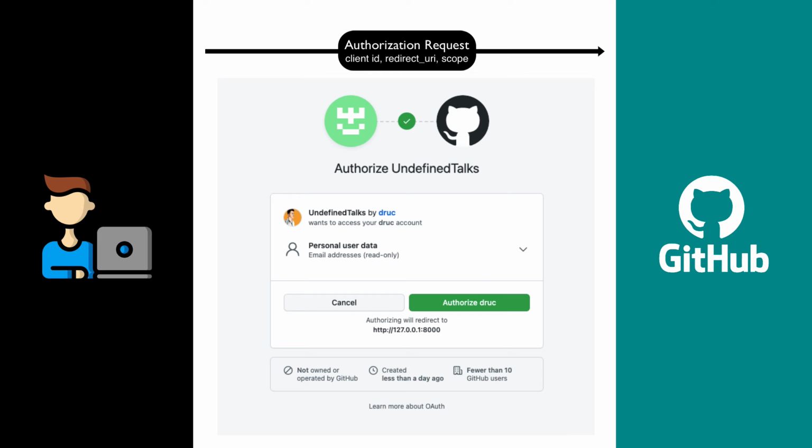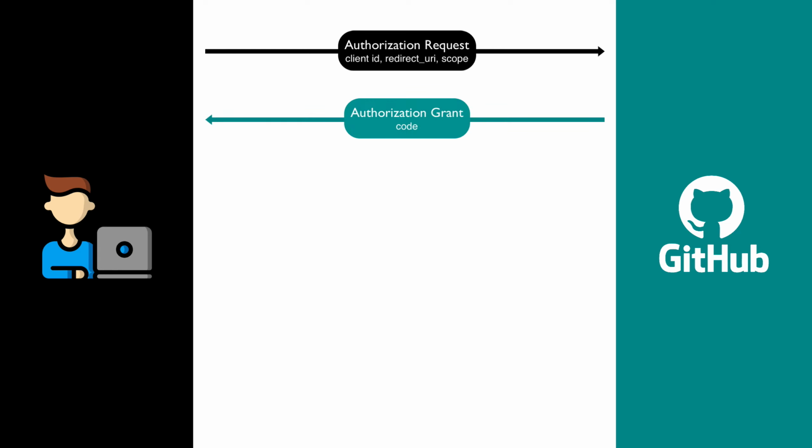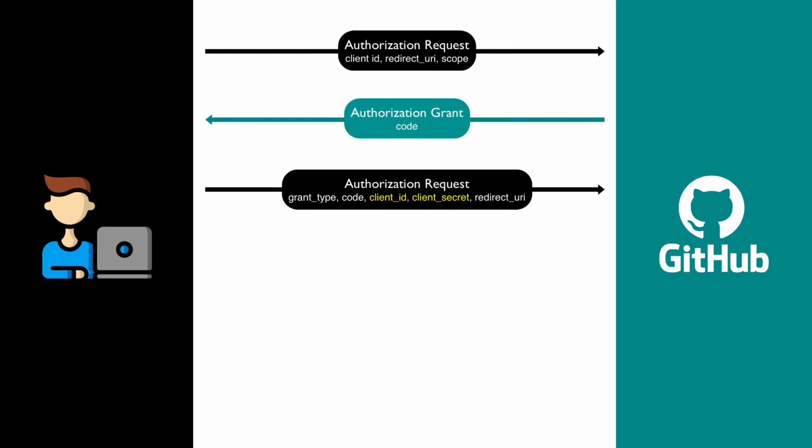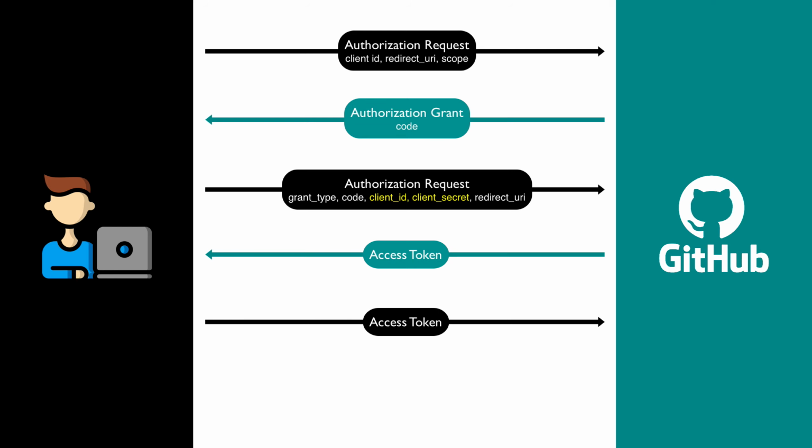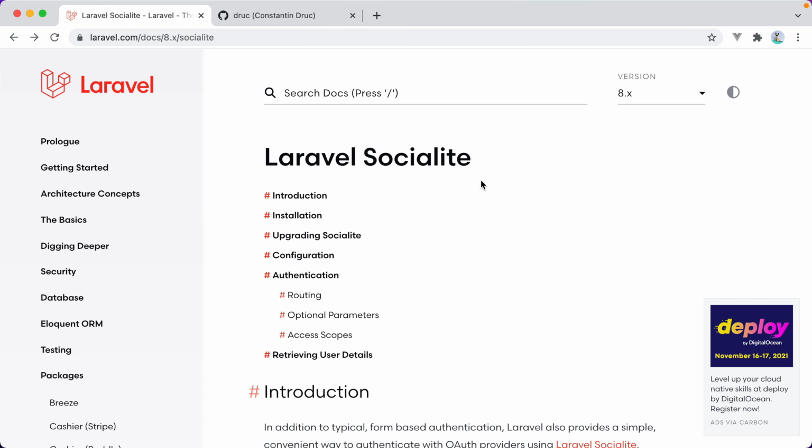Once they hit authorize, we receive the authorization grant, which we can then use together with the client ID, client secret, and redirect URI to ask for an access token. Finally, we can use the access token to ask GitHub for the user resource that includes the information we need, the ID, name, and email. With this overview in mind, let's start working on an actual example.